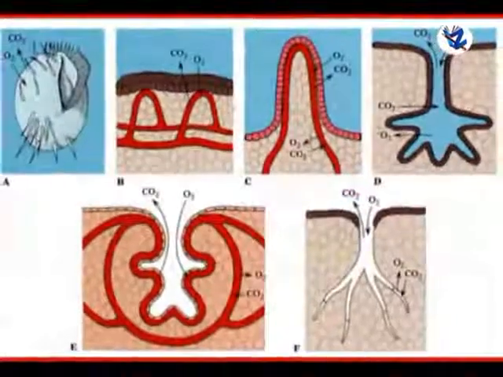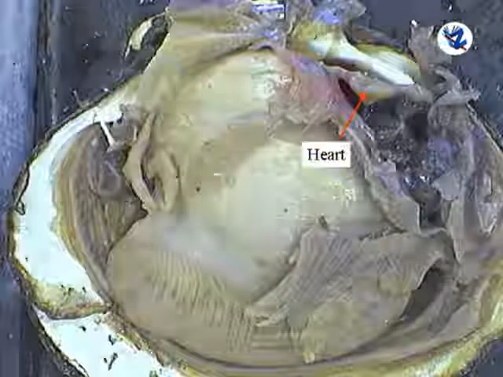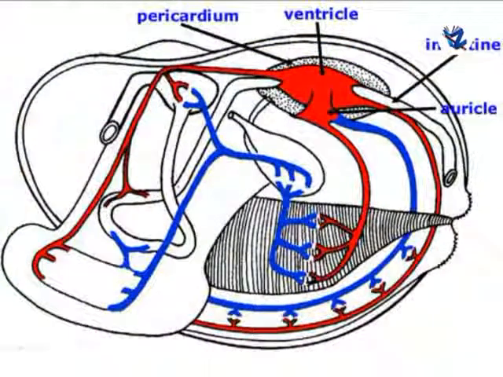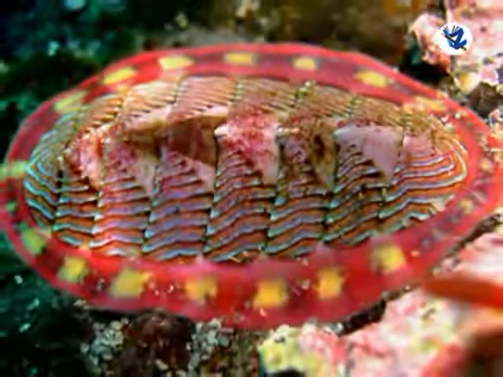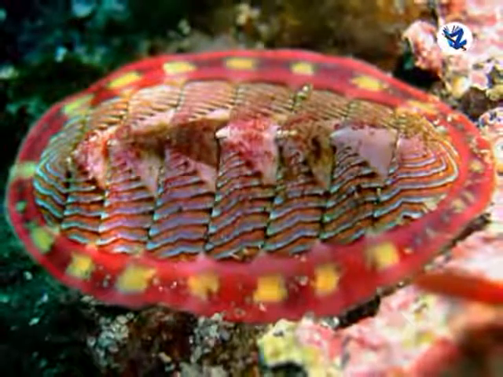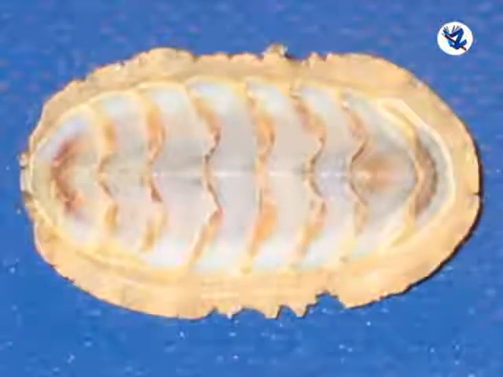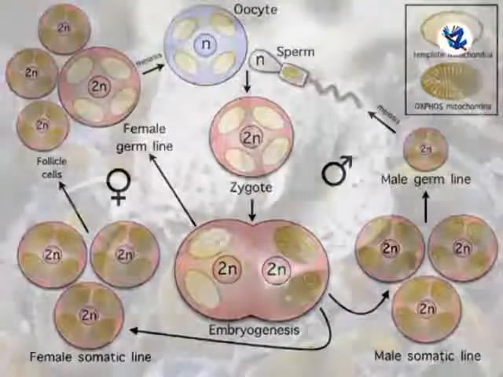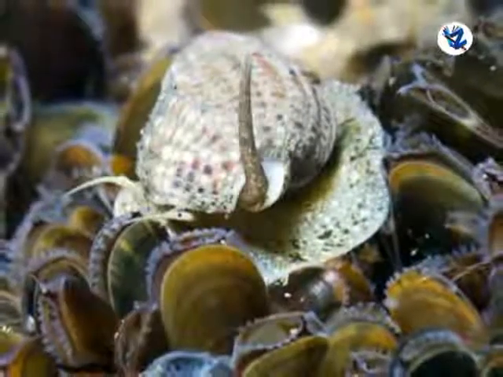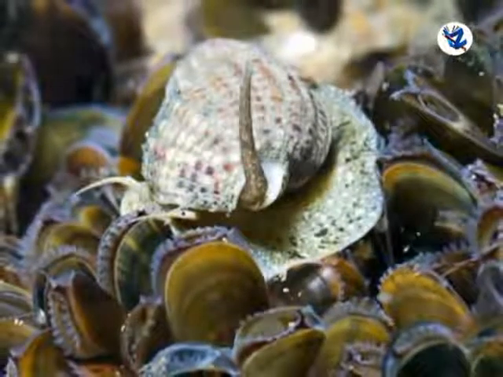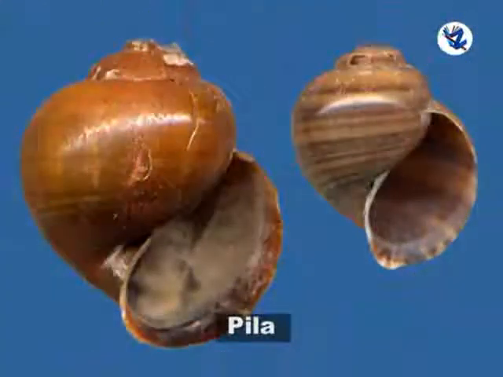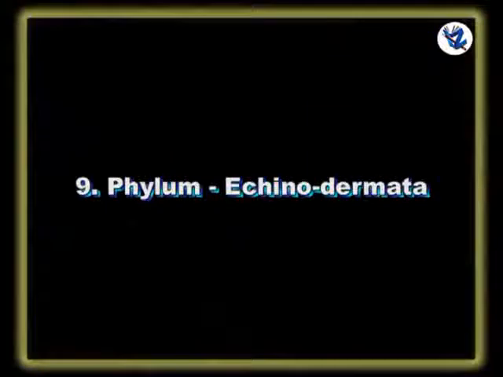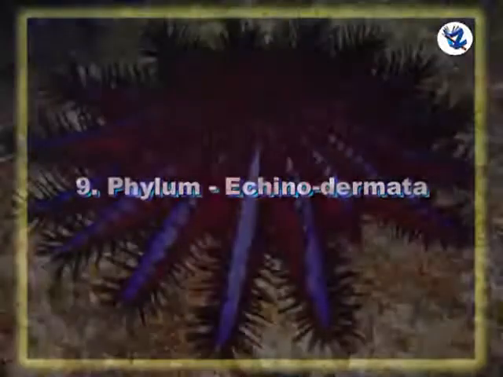Aquatic forms have gills for exchange of gases. Terrestrial forms have lungs. Circulatory system open type. Blood contains hemocyanin, that is blue respiratory pigment. Excretion by kidneys. Sex is separate. Oviparous, development direct or indirect. Examples: chiton, snail.